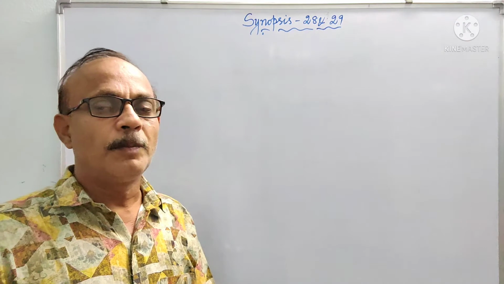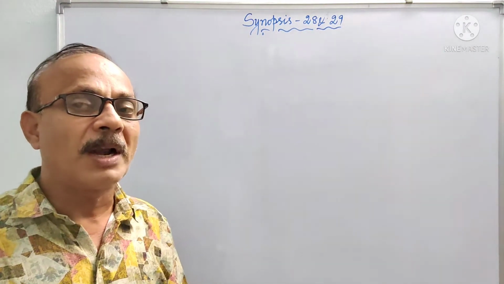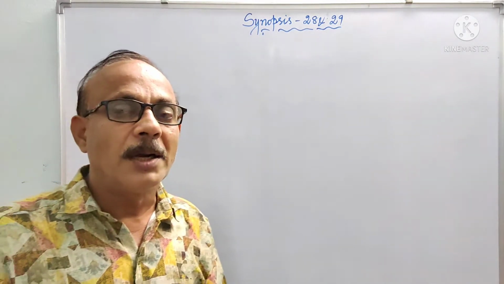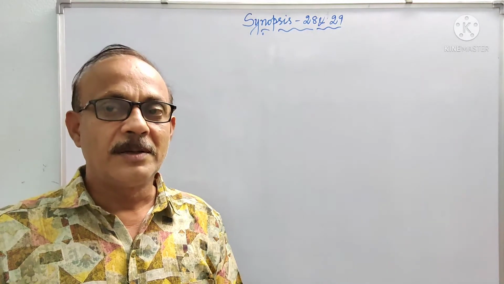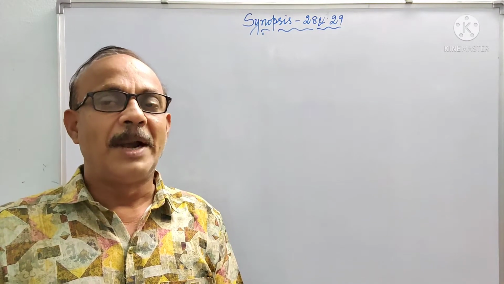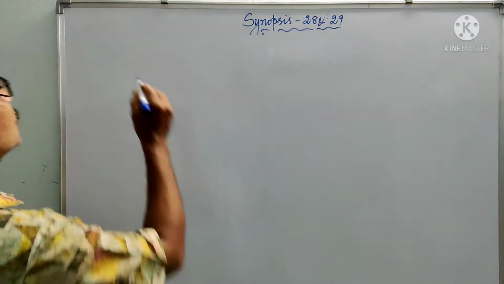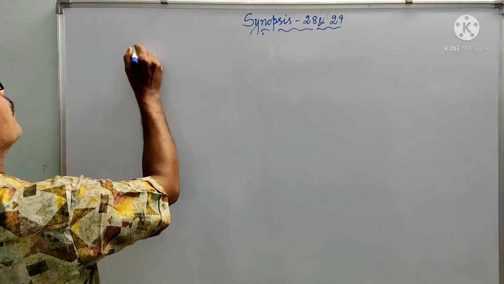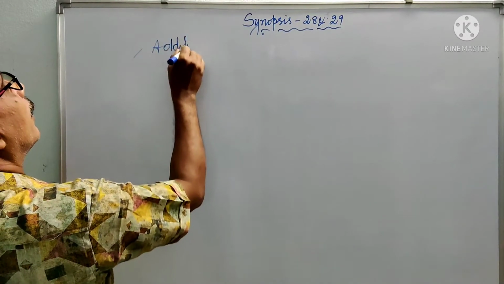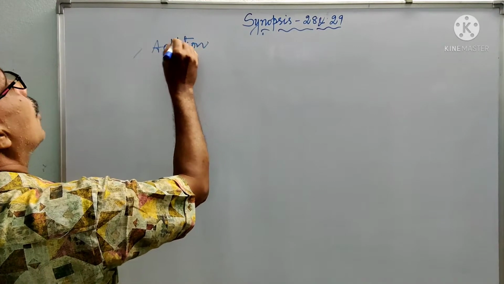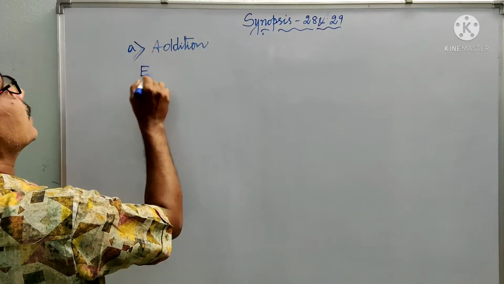And in this video, you are going to learn how to perform the 4 fundamental operations on decimals. That is addition, subtraction, multiplication, and division. Now let us start with addition. So how to add decimals? Let us see through one example.